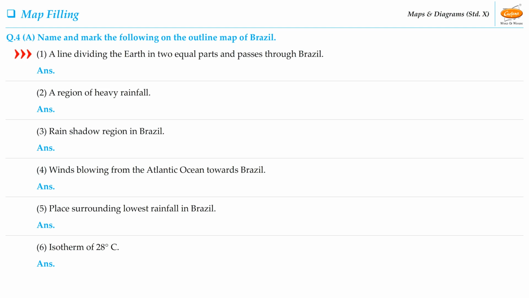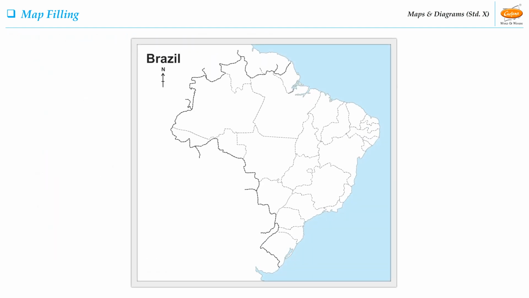Students, let us see the first question of the activity. Name the line dividing the earth in two equal parts and which passes through Brazil. As you can see students, the line dividing the earth in two equal parts and that passes through Brazil is the equator.